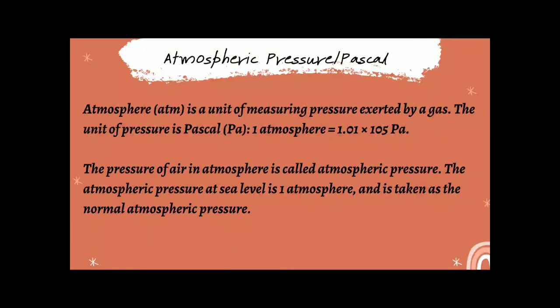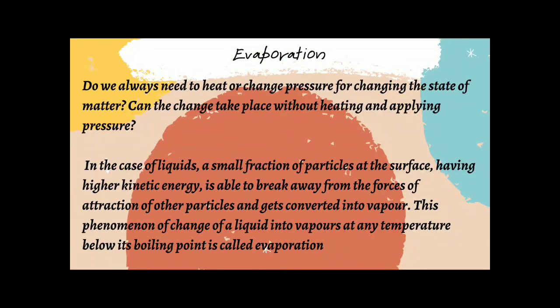What is atmospheric pressure? Atmosphere is a unit of measuring pressure exerted by gas. The unit of pressure is Pascal, Pa. 1 atmosphere is equal to 1.01 into 10^5 Pascal. The pressure of air in atmosphere is called atmospheric pressure. The atmospheric pressure at sea level is 1 atmosphere, that is 1.01 into 10^5 Pascal, and is taken as normal atmospheric pressure. What is evaporation?